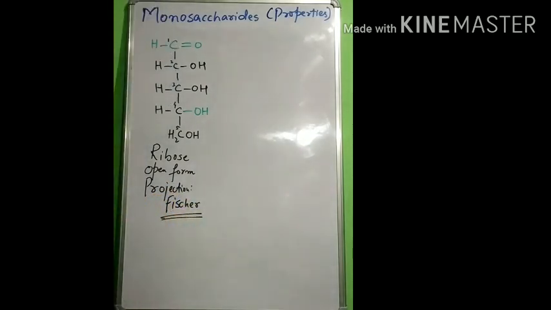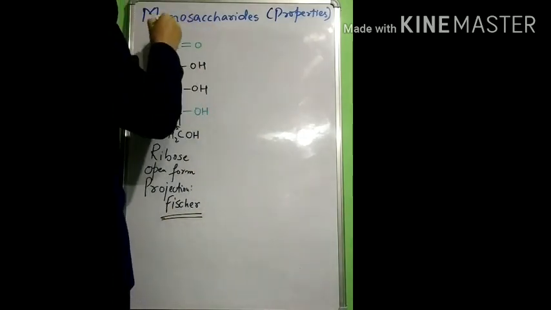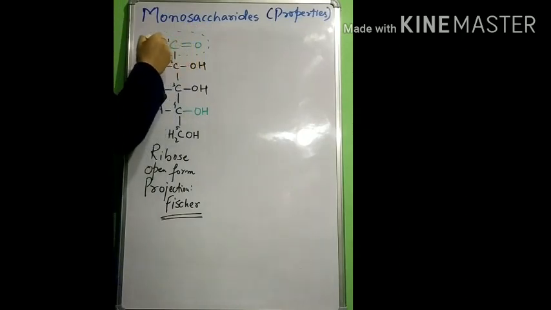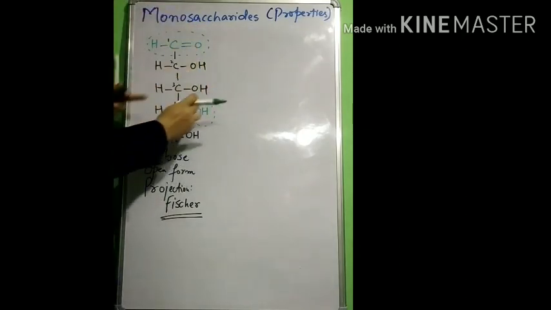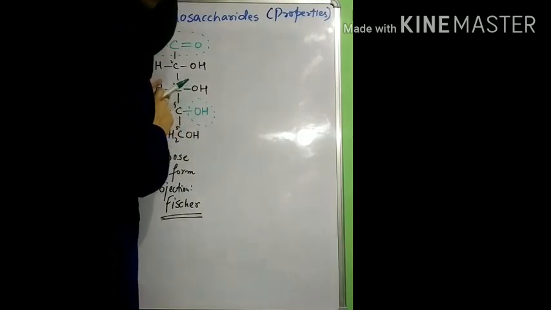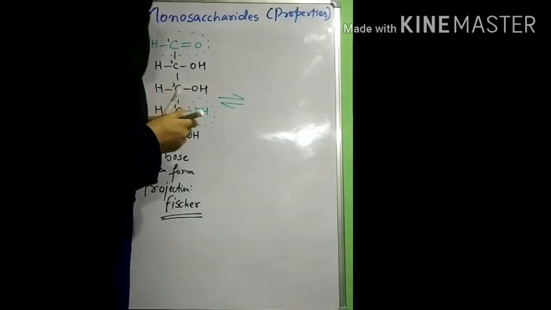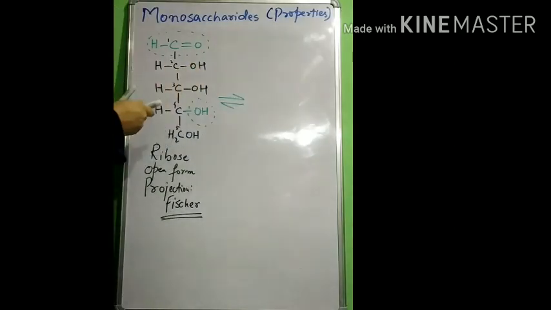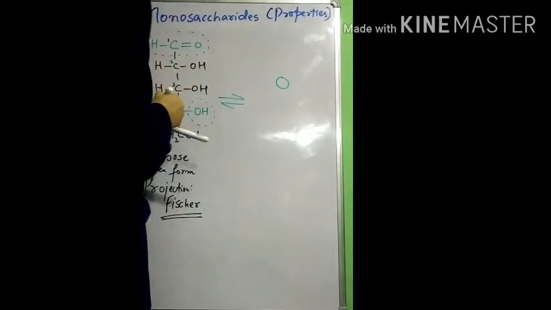Now what will happen in aqueous medium? I have told you earlier, in aqueous medium, the aldehyde and hydroxyl react. In this case, it's the hydroxyl group attached to carbon number 4. They react in aqueous medium, and they result in the formation of a cyclic ring. Look, I'll show you that ring which is being formed.